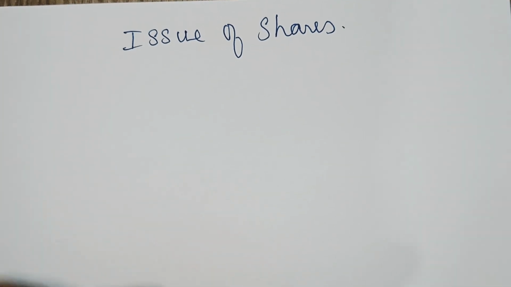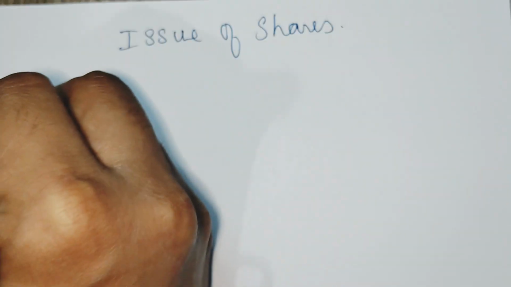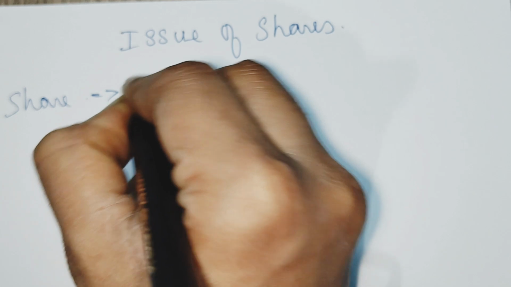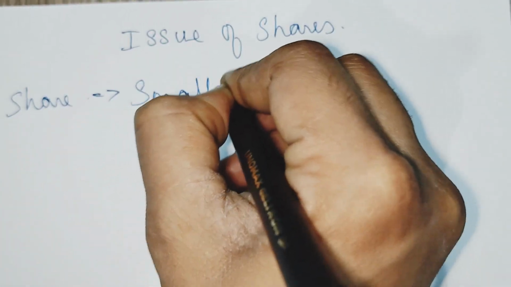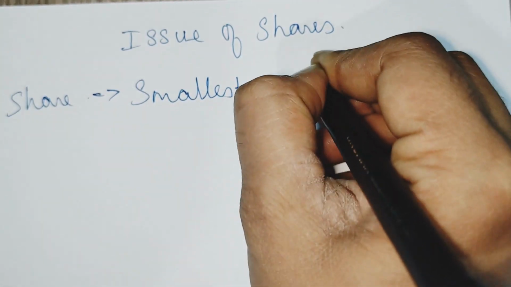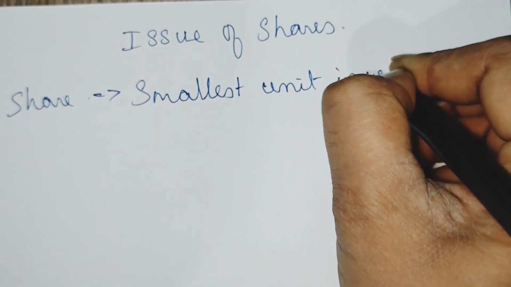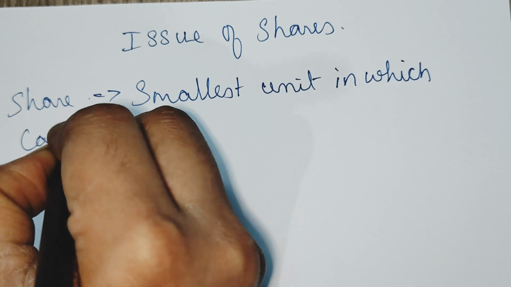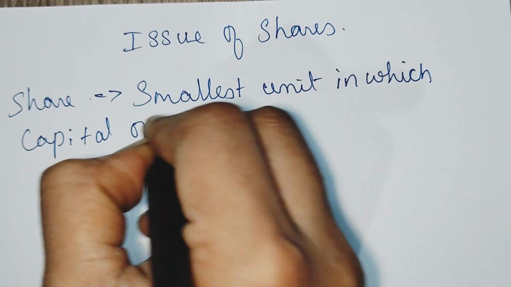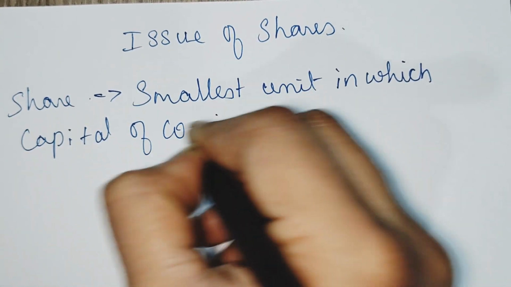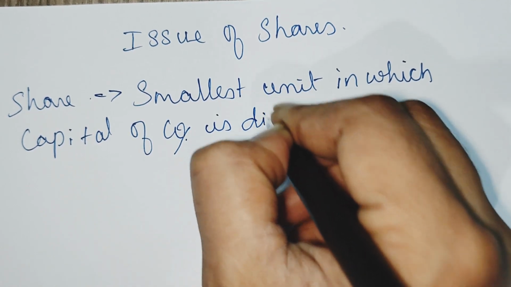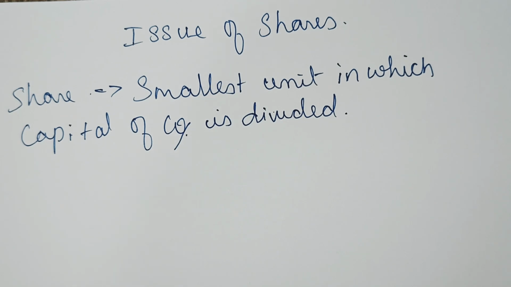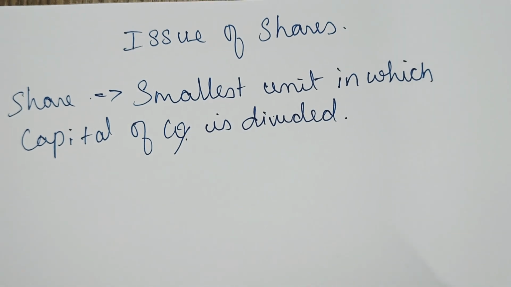Then what is a share? A share is the smallest unit in which the capital of a company is divided. Now, what is the smallest unit in which the capital of the company is divided?